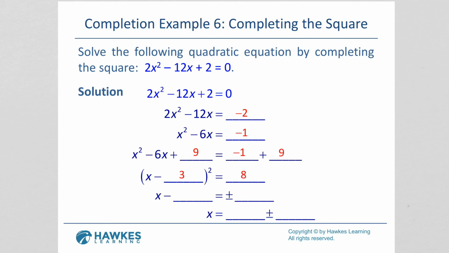And then taking the square root of both sides, we have x minus 3 equals plus or minus the square root of 8. And then x equals, we're going to add 3 to both sides, so 3 plus or minus, and 8 will break down into 4 and 2, so it'll be 2 square root 2. So 3 plus or minus 2 square root 2.